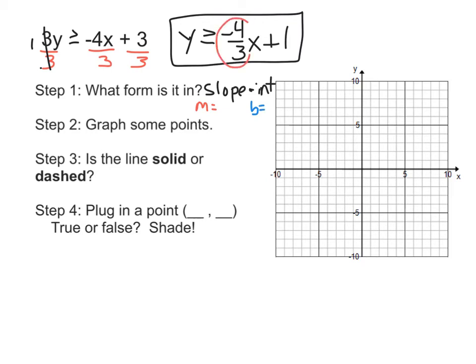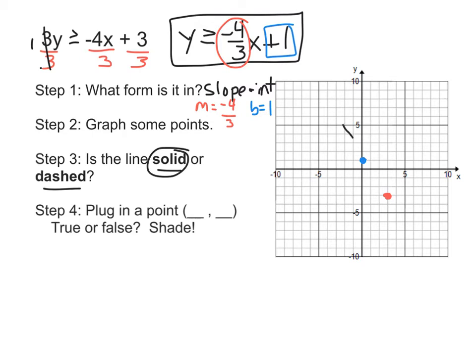Our slope is found right here, so negative 4/3. And our y-intercept is found right here, which is 1. We're going to begin with the y-intercept, which is 1, and we're going to put that on our y-axis, not our x-axis. And then we're going to use our slope of negative 4/3 to graph another point. So we're going to go down 4 and right 3, which is what I moved there, down 4 and right 3. And now we want to decide, before we graph our line, is it solid or dashed? Because this sign is greater than or equal to, it means that it's going to be a solid line.